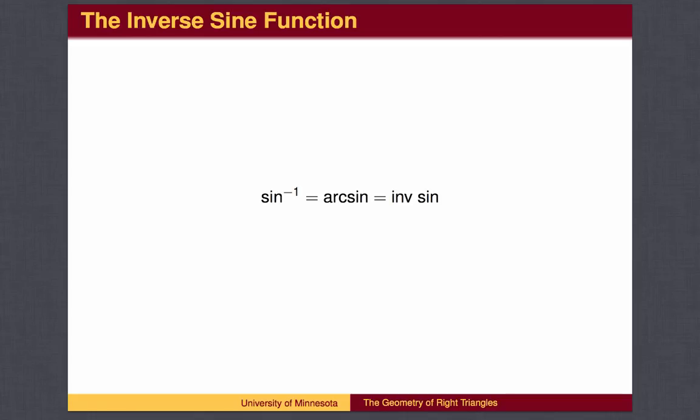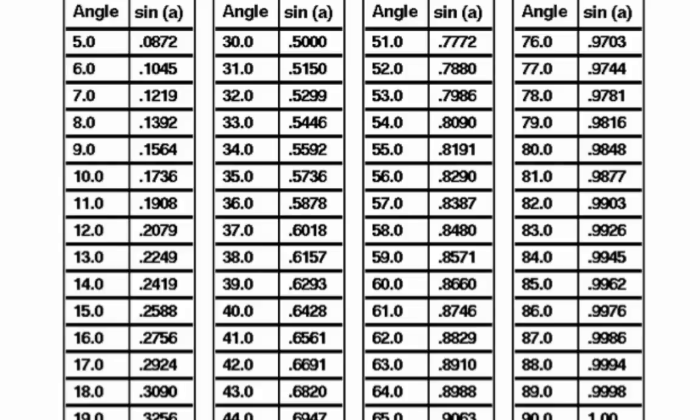In essence, an inverse function is a reverse lookup. Suppose we had a chart that listed angles in the left column and sine values in the right column. The standard lookup is used when trying to find the sine of an angle by finding the angle in the left column and looking at the answer in the right column. For example, if the angle is 6 degrees, the sine value is 0.1045.